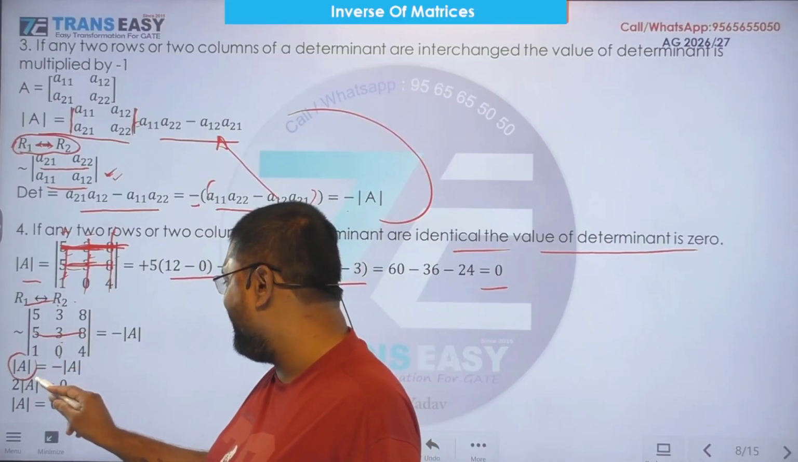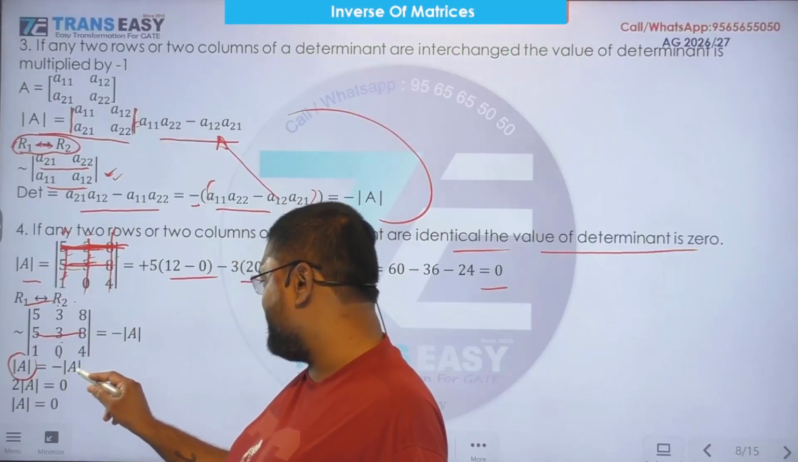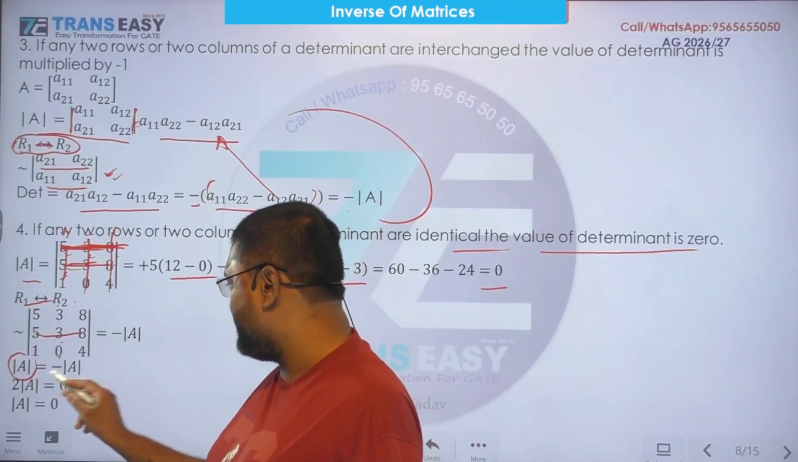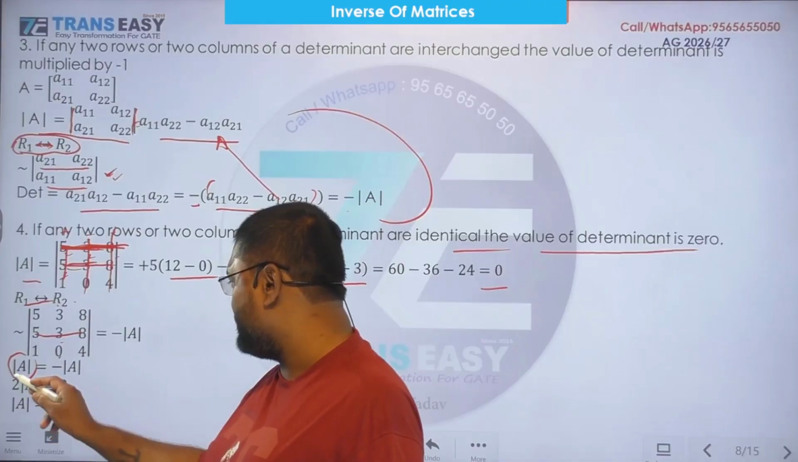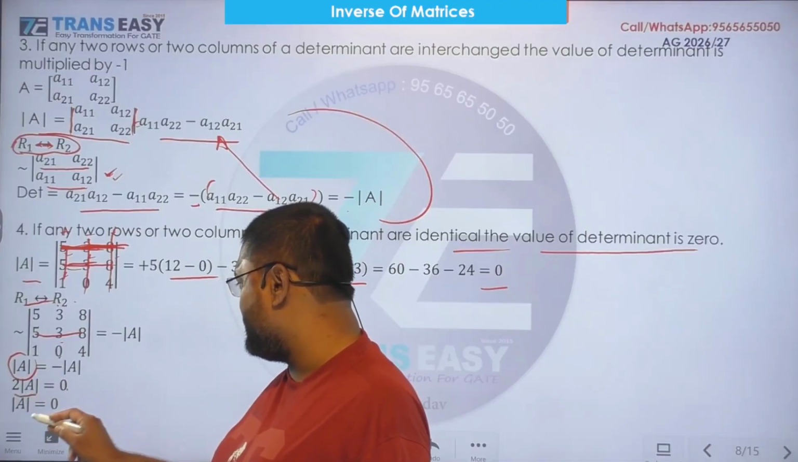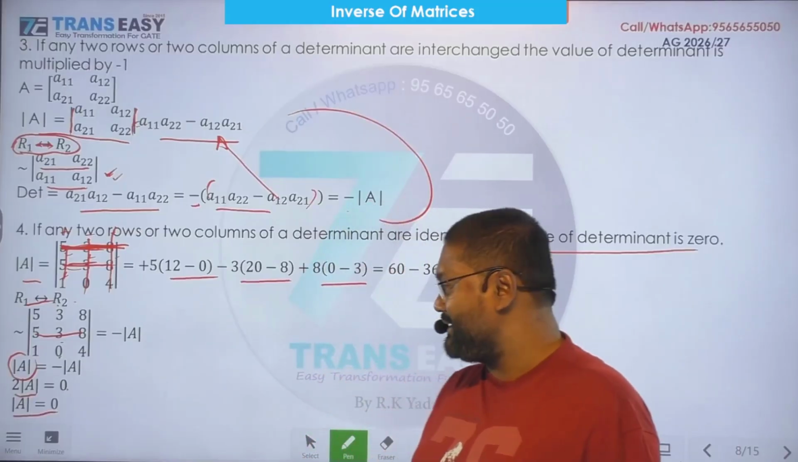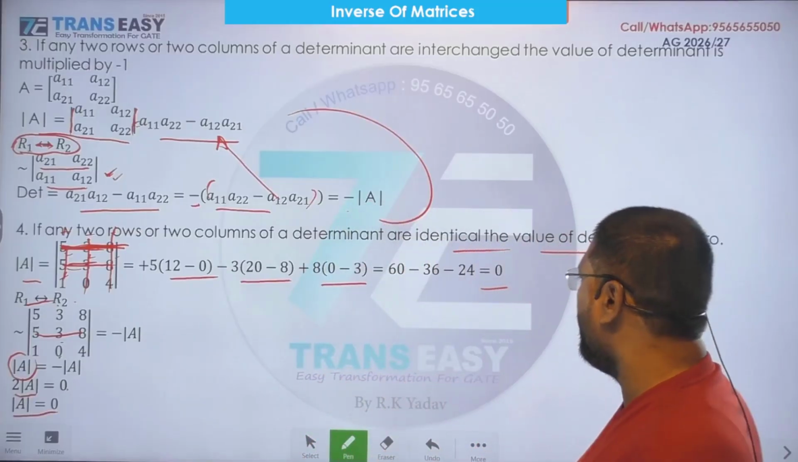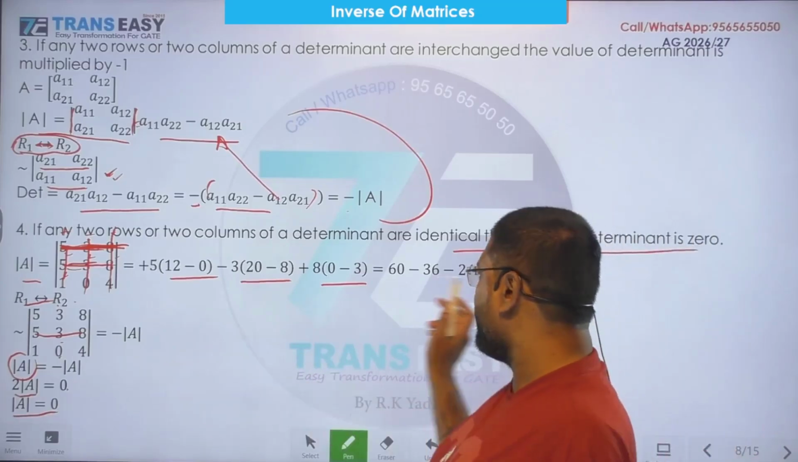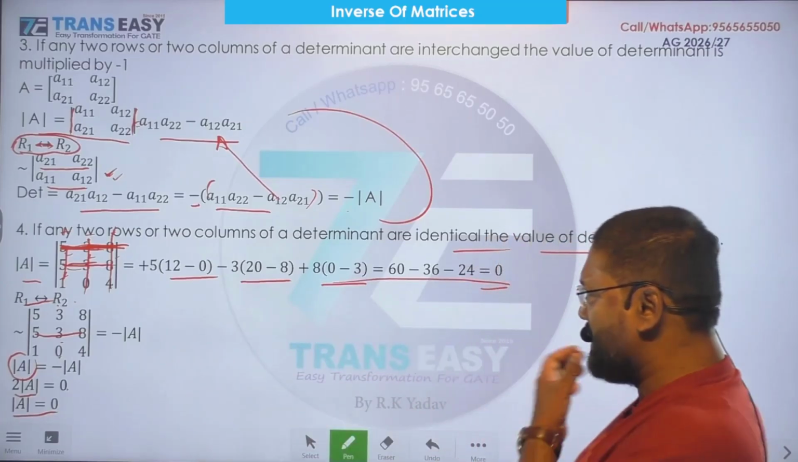So determinant A equals minus determinant A, take this on this side. So 2 times determinant A is equal to 0. The value of determinant of matrix A comes 0. तो हमने इससे प्रूव भी कर दिया और यहाँ कैलकुलेट करके भी देख लिया.